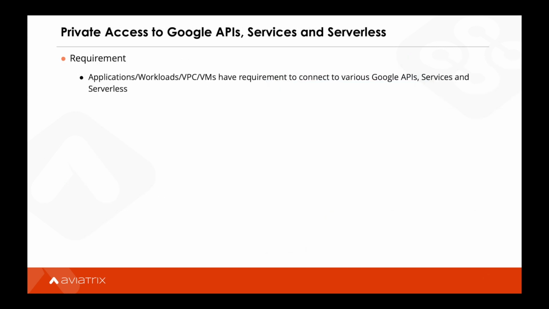When you deploy your applications and workloads in your VPCs, they have a requirement to connect to various Google services, such as Google APIs, SQL, or serverless. You can use public access to connect to Google APIs, but some enterprises mandate using private RFC 1918 access to connect to them. They don't want to go onto the public internet and consume those services.